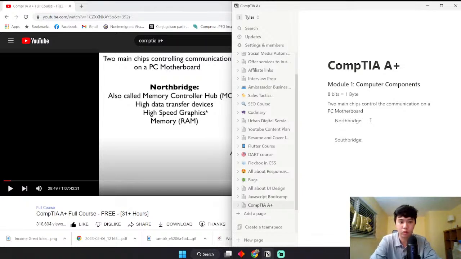So there are high-speed data transfer devices: RAM and high-speed graphics. So when you play a game, it's mainly using the North Bridge graphics.